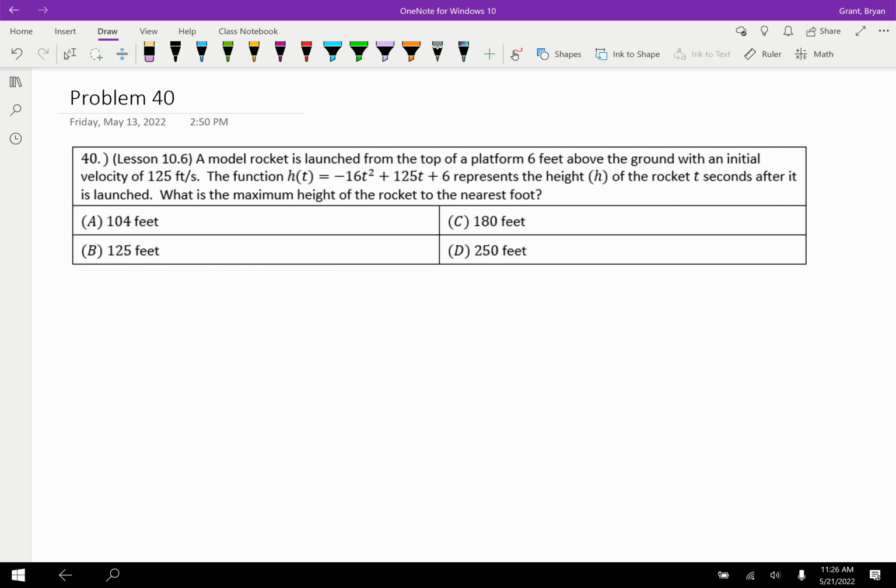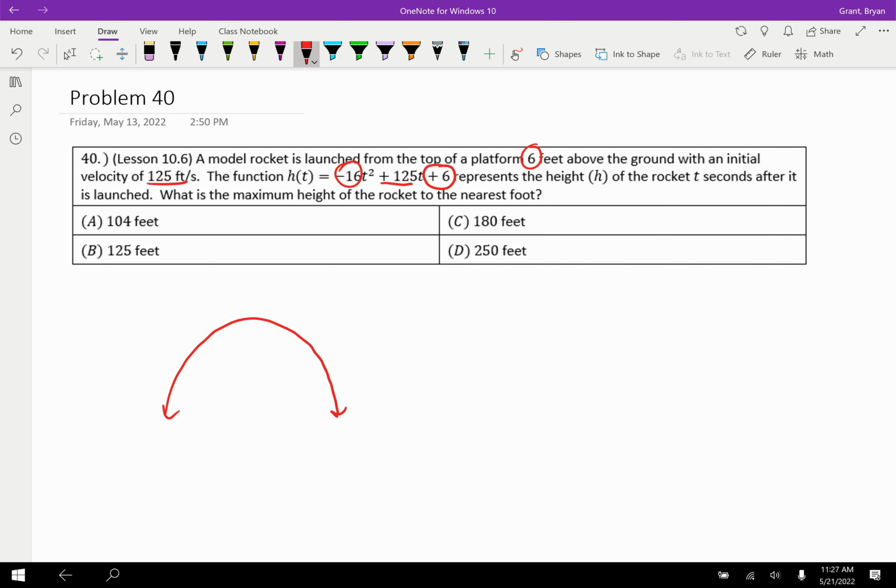Alright, so we discussed in lesson 10.6 how these equations are built, where there's an initial height, there's an initial velocity, and then this is our gravity constant. And that gravity constant is always negative because we want our rocket or our particle or our ball or whatever to eventually come back down to the ground. And that negative is really important because it tells us with this negative squared that my graph looks something like this.